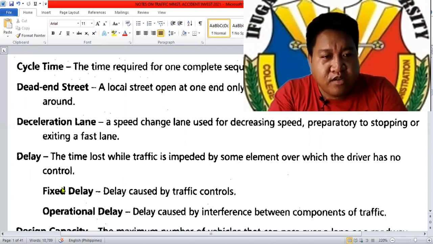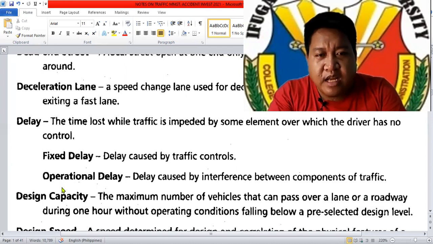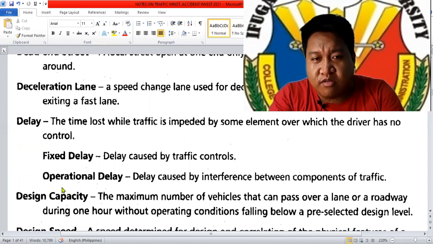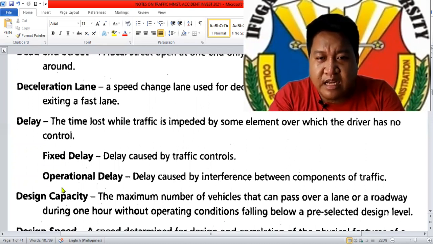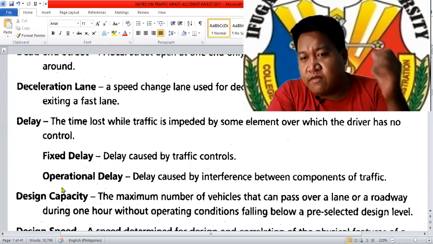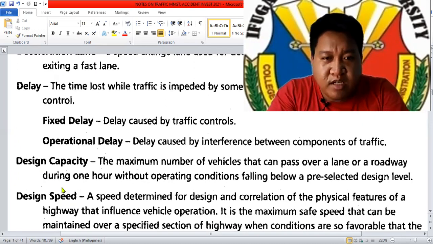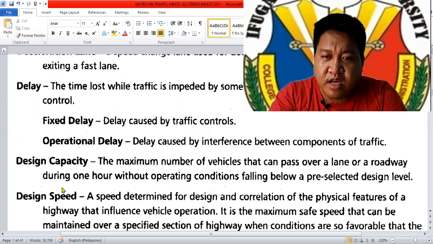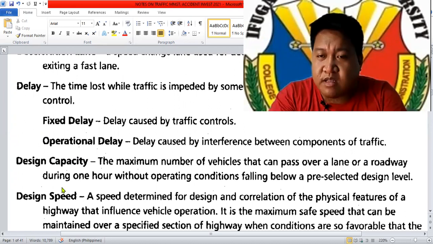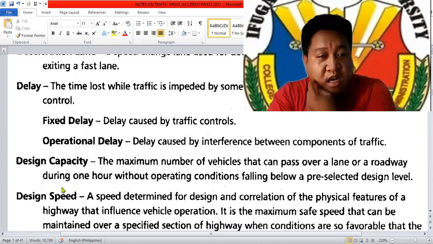So there are two kinds of delay. We have the fixed delay, the delay caused by traffic controls, no? Then operational delay, it is delay caused by interference between components of traffic. Design capacity is the maximum number of vehicles that can pass over a lane or roadway during 1 hour without operating conditions falling below a pre-selected design level.